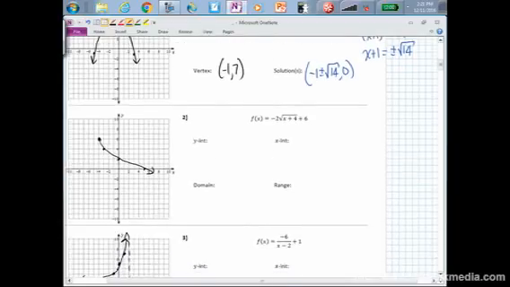Number 2, we have a square root here. We move left 4, up 6, so left 4, up 6. We've got a stretch of 2 and another reflection, so we'll go over 1, down 2. Over 4, 2, 3, 4, and down 4, 1, 2, 3, 4, over 9, and then down 6.